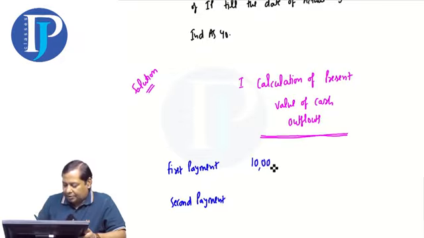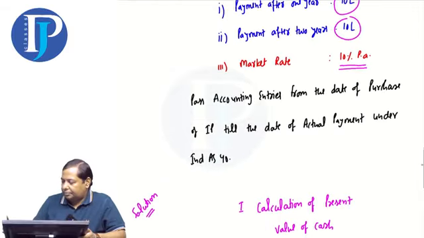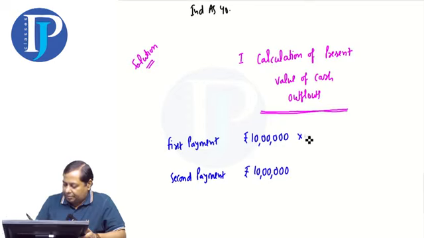First payment is 10 lakh rupees. The second payment is also for 10 lakh rupees. Both payments are 10 lakh rupees each. PV factor: 909, 826.